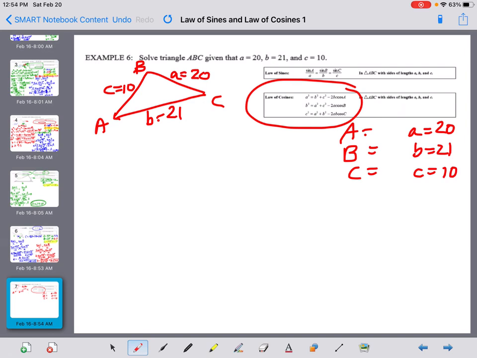No, because it's what angle we're looking for, and we get to choose. We get to choose which one. We'll go with anything here. Which one would you like to choose? You want to go with A because we haven't used A yet? We can do A. Okay.